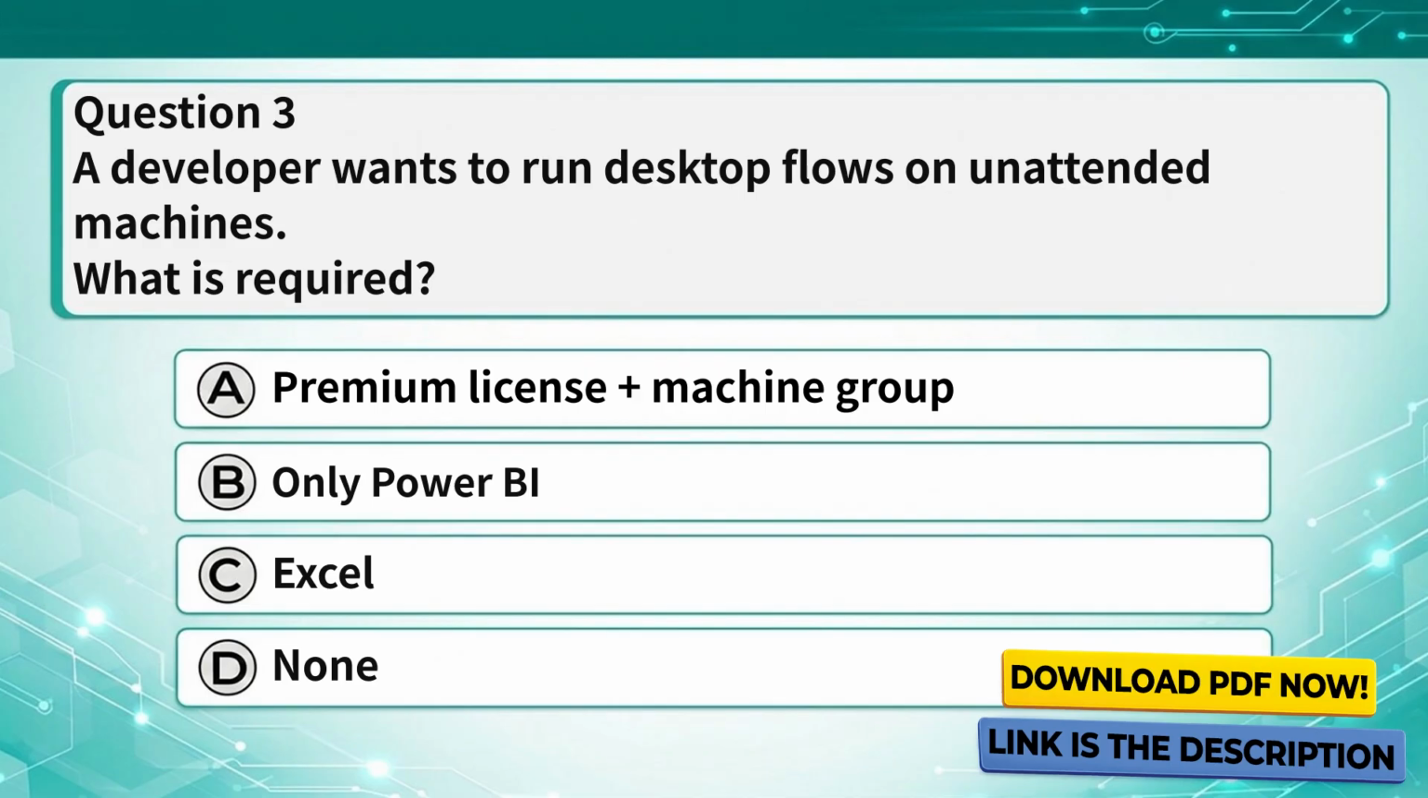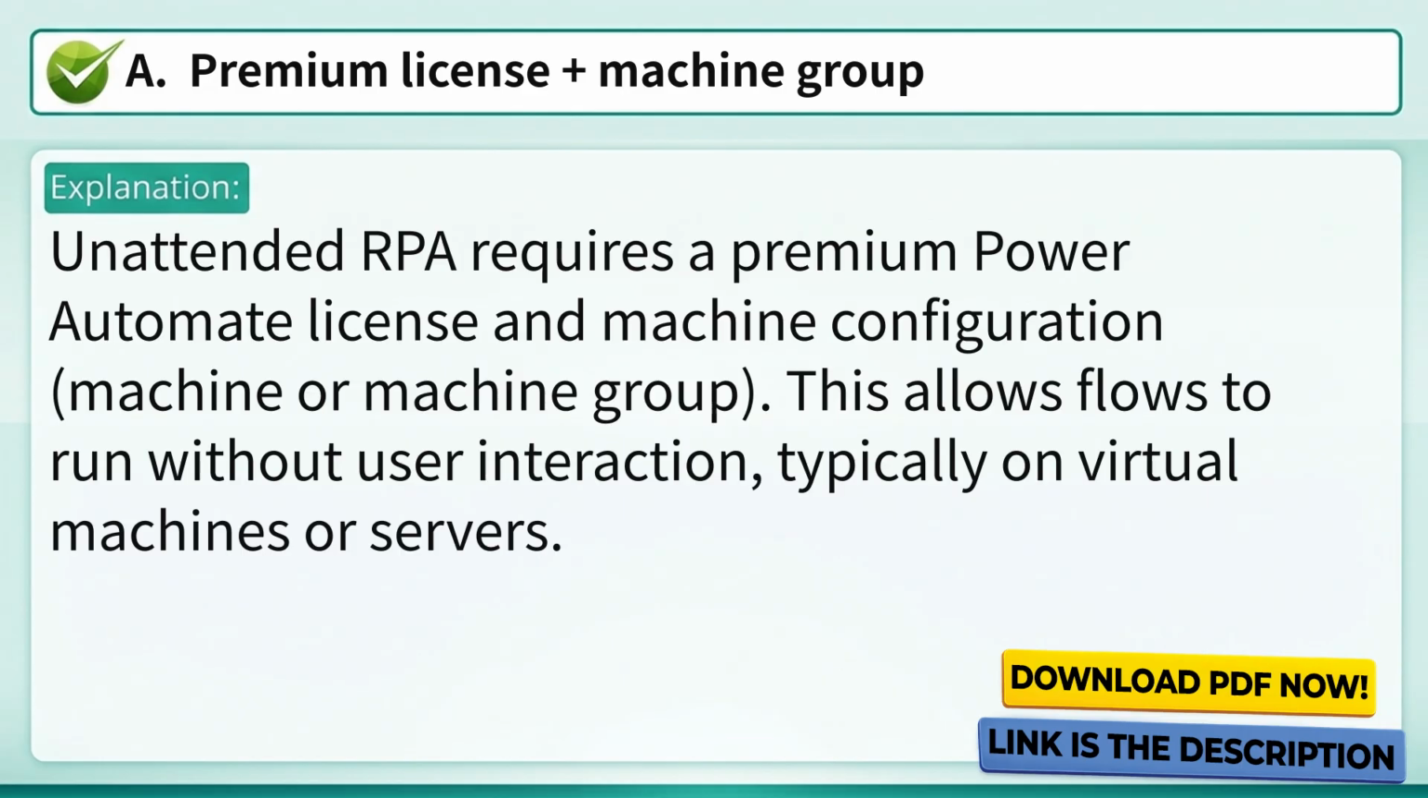Question 3. A developer wants to run desktop flows on unattended machines. What is required? A. Premium license plus machine group. B. Only Power BI. C. Excel. D. None. Correct answer, A. Premium license plus machine group. Explanation: unattended RPA requires a premium Power Automate license and machine configuration, machine or machine group. This allows flows to run without user interaction, typically on virtual machines or servers.